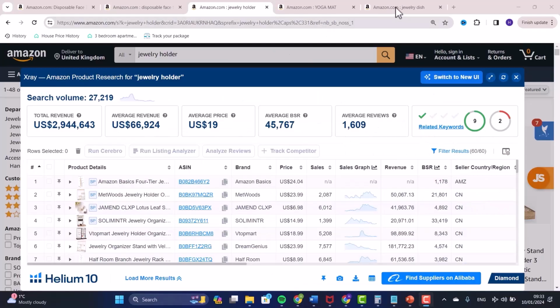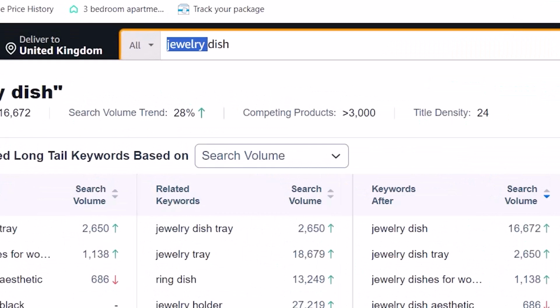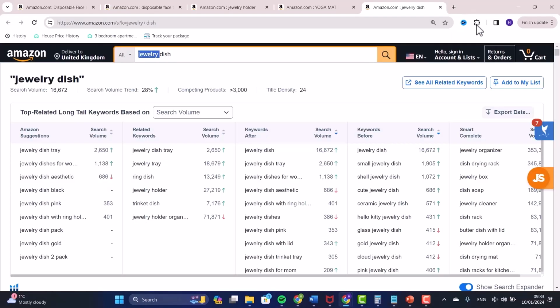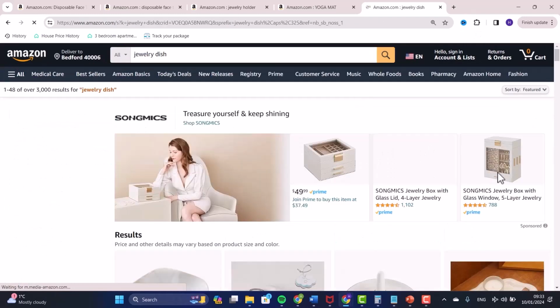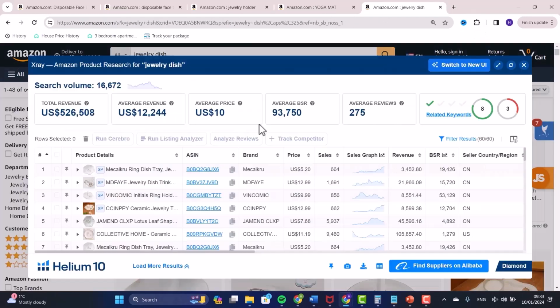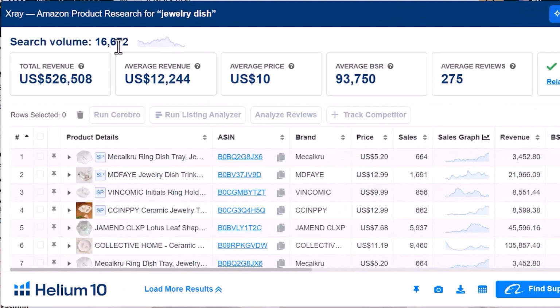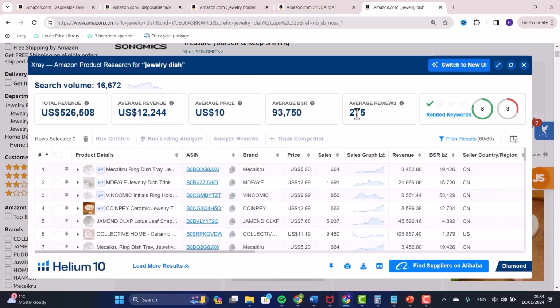Another example, so the same one. That was jewelry holder. Now the jewelry dish. So the dish just holds the jewelry in a dish basically. So this one is high demand, 16,000, so over 10,000. So it's actually high demand, and then the average review is low. That's a really good average review, 275. Below 500, this is good. So this is a high demand product with low competition.